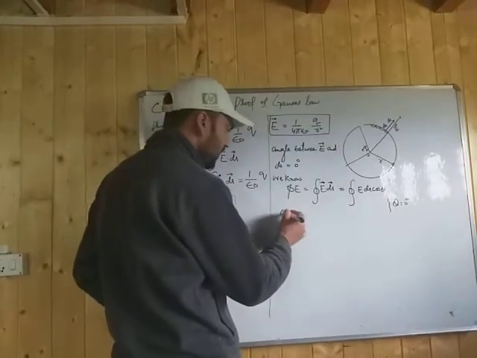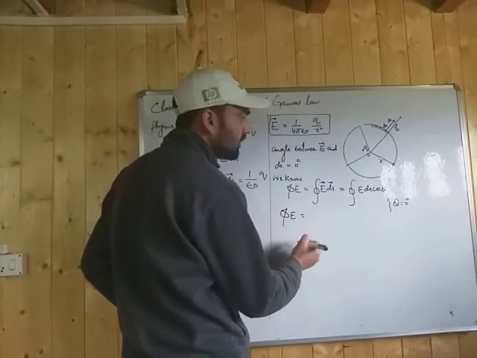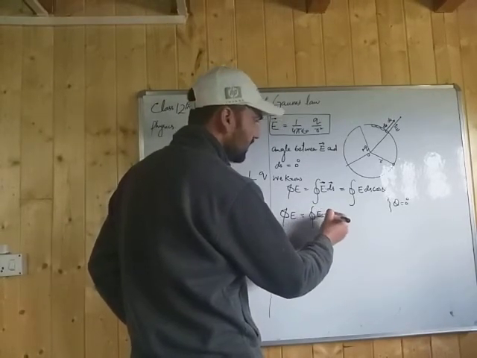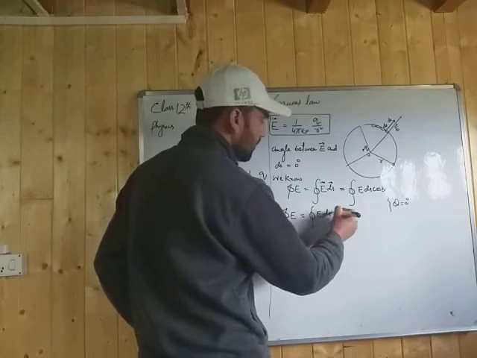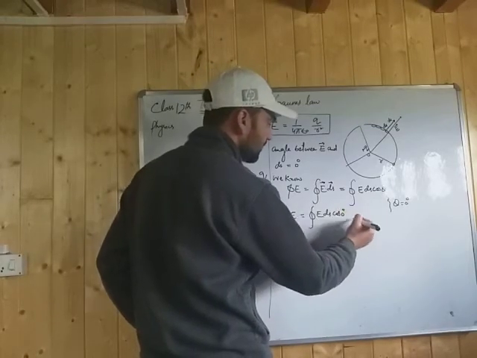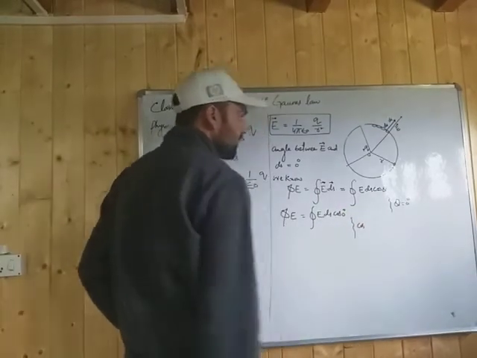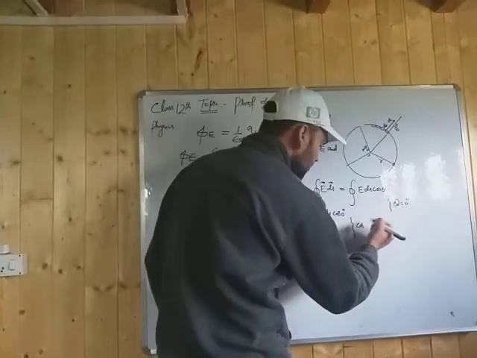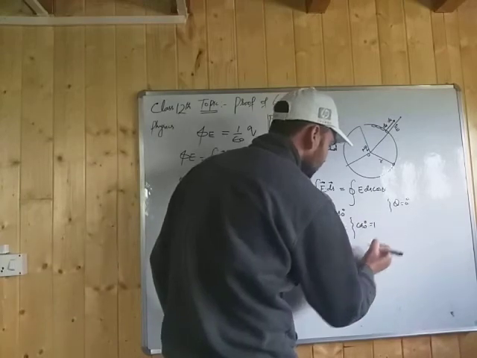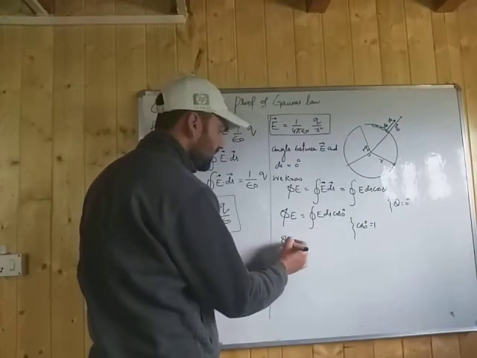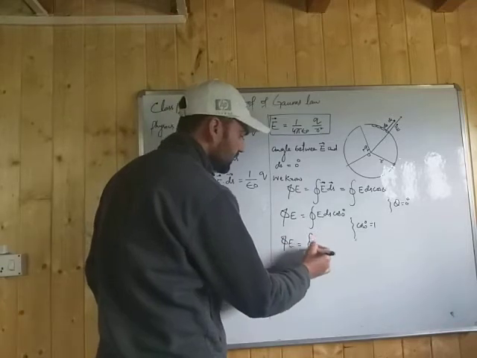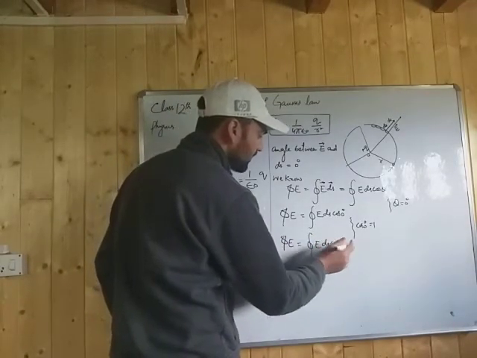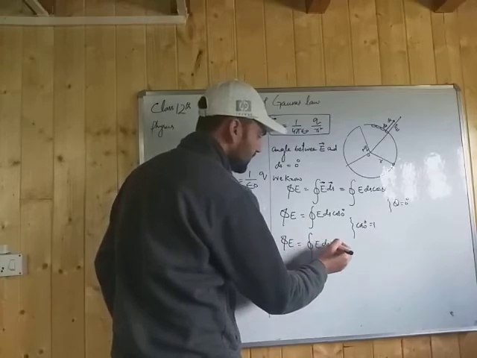So we can write here phi E is equal to closed integral of dS cos theta. So theta is 0 degree, and we know from the trigonometric ratio table that cos of 0 degree is equal to 1. Then we can write here phi E is equal to closed integral of dS cos 0 degree, that is 1. So we'll write it as 1.